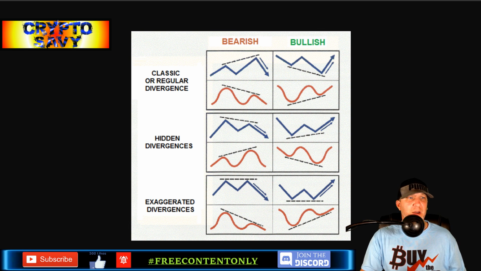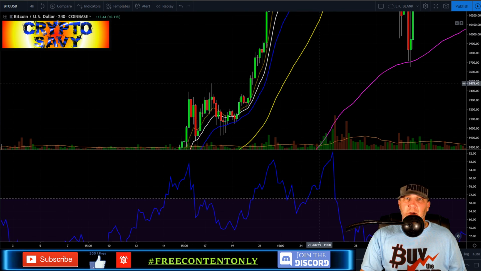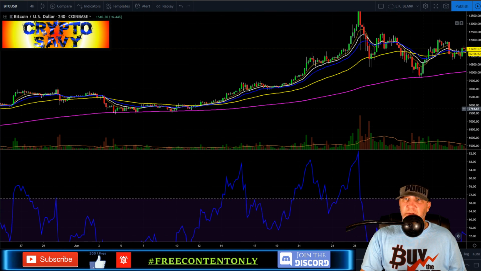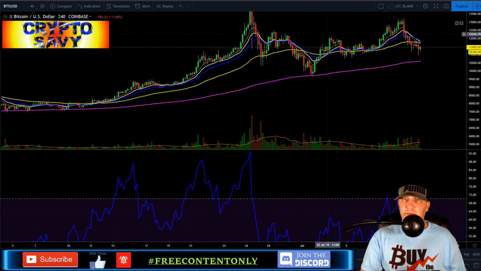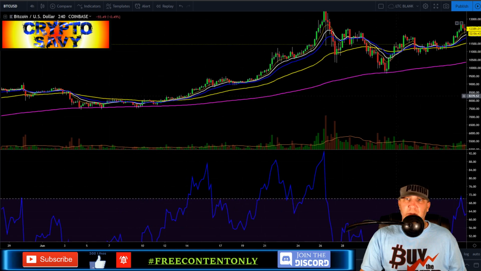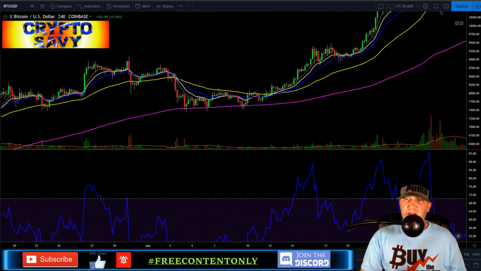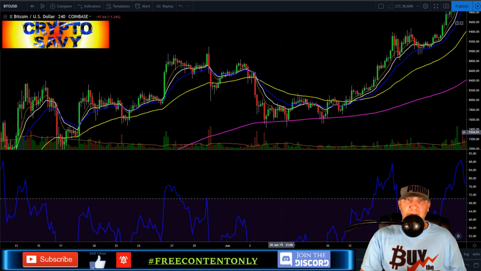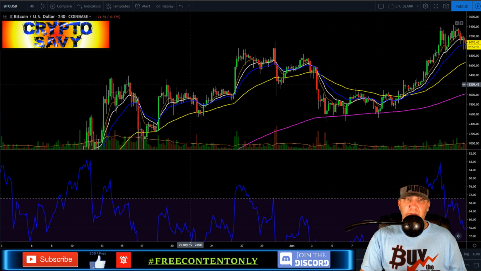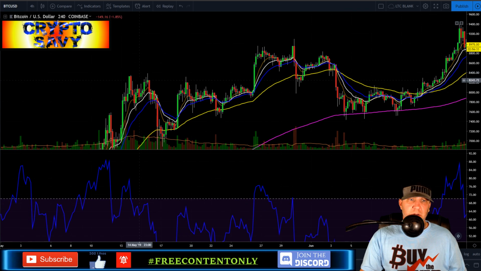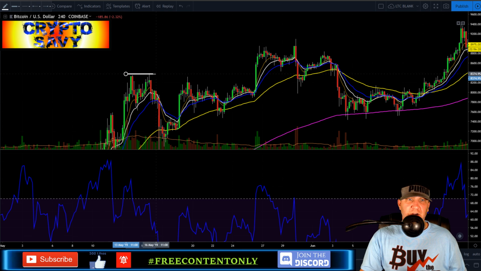Let's see if we can find one of those. Let's look for like a double top somewhere. This one almost, not quite. This one a little bit. I don't know if those would really count. Like I said, I don't really look for these ones much. I don't know if they're not as common, but this one here is pretty close. I guess that could be considered exaggerated. That's pretty much straight across there.